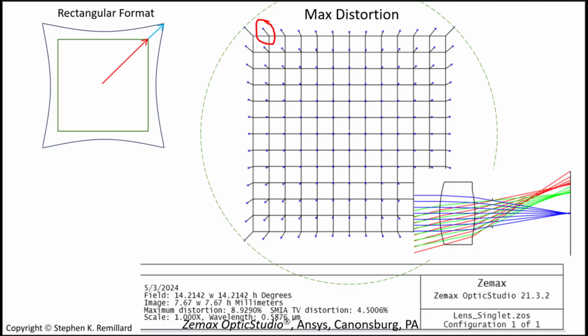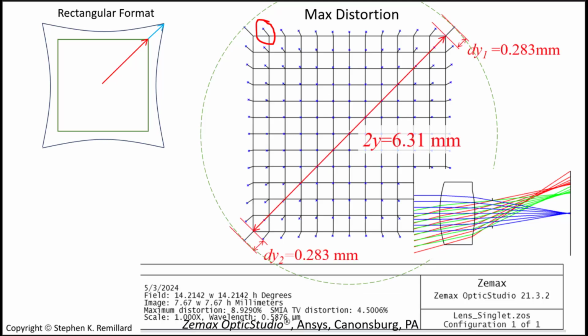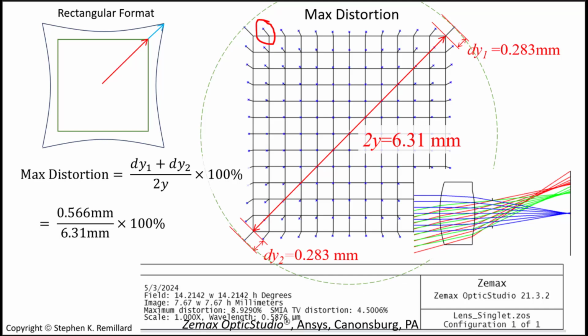The corners define the image height, with the diagonal being twice the image height. The displacement of the corner determines the max distortion, which is the ratio of the corner displacement divided by the expected corner location. Using the values that I measured directly off the screen, I find that the max image distortion is positive 8.97%. Compare this to the value of 8.92% displayed in the information field in OpticStudio, which isn't bad for just moving a cursor around the screen and reading off coordinates.